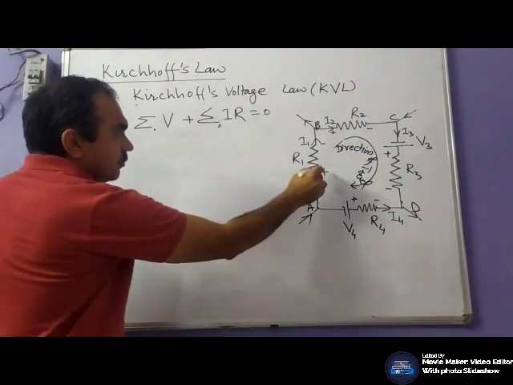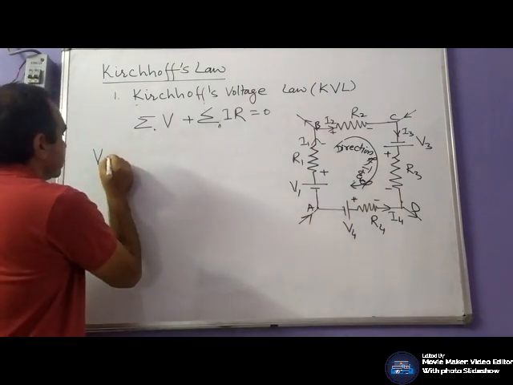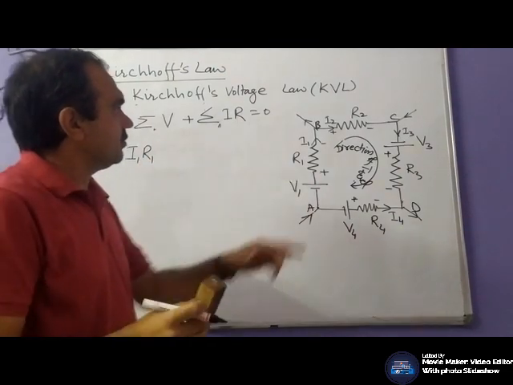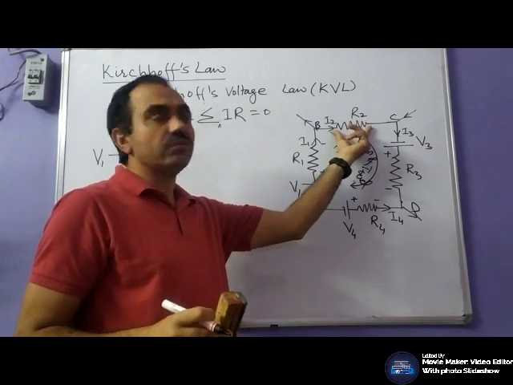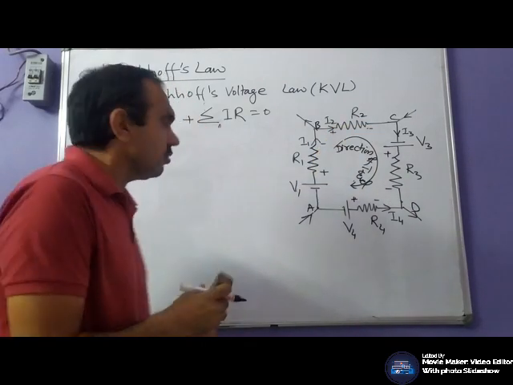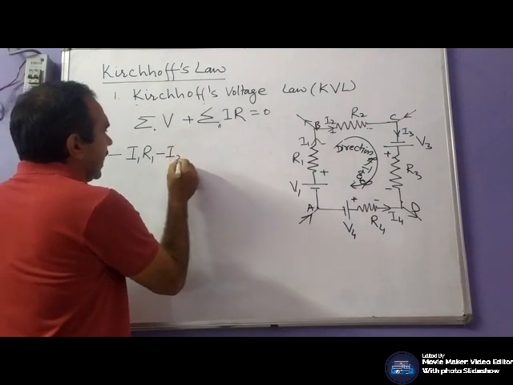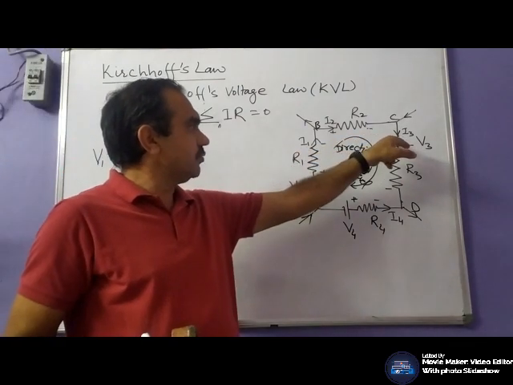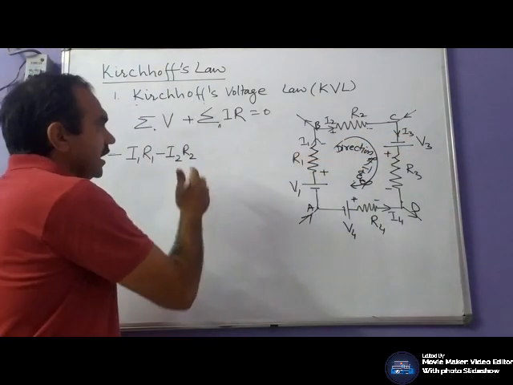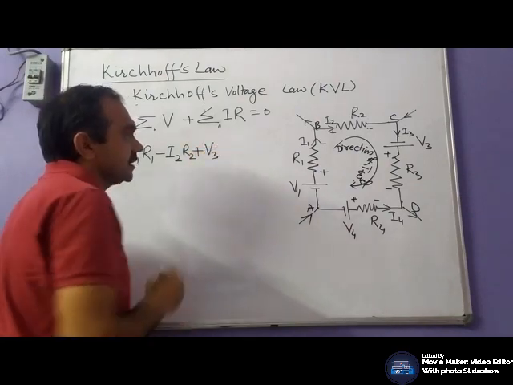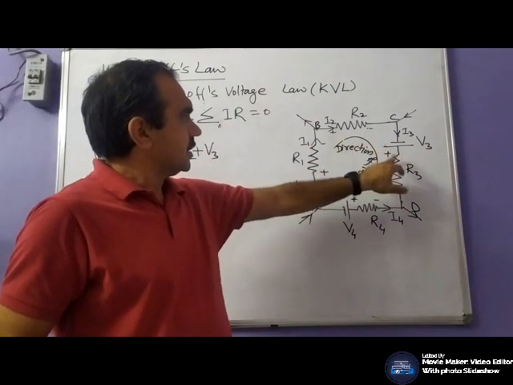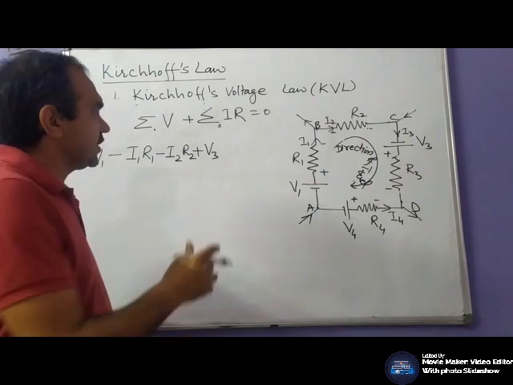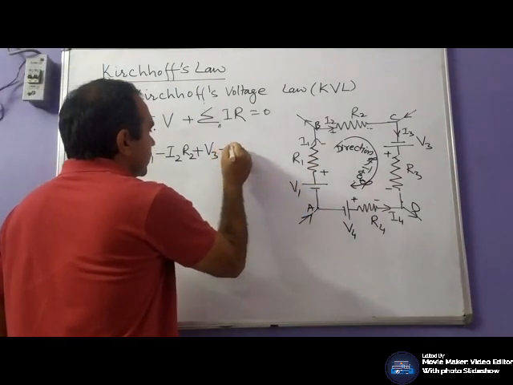And I am moving from higher potential to lower, so this would be minus I1 R. Now, the potential drop in this branch is I2 R2 and I am moving from higher to lower, minus I2 R2. Next, I am moving from lower to higher, plus V3, and what is the drop across this resistance? I3 R3, and I am moving from higher to lower.